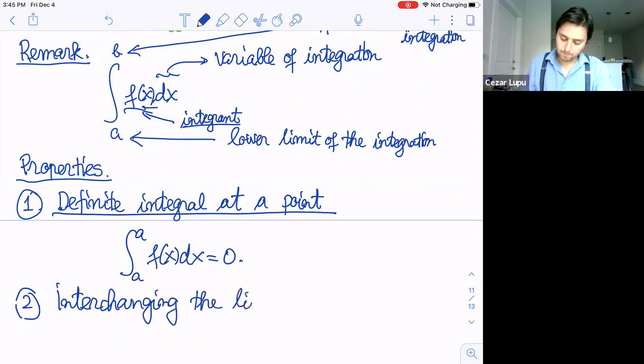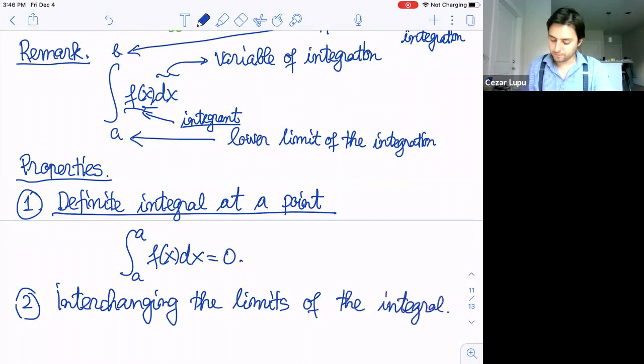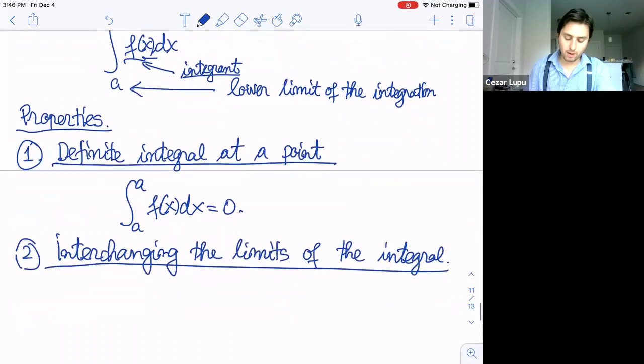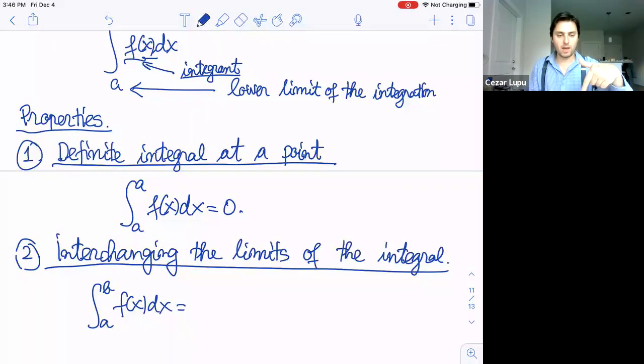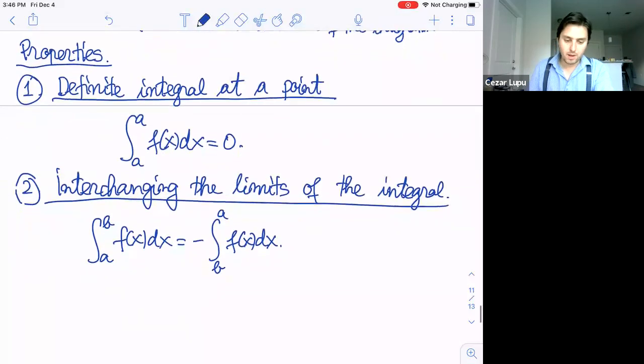In this case, the integral from A to B of f of x dx, if we want to change the two bounds, instead of A to B we can write B to A. This would be nothing else than the integral from B to A, sorry, but we put the negative sign: minus the integral of f of x dx. So these are the two basic important properties that you need to know.